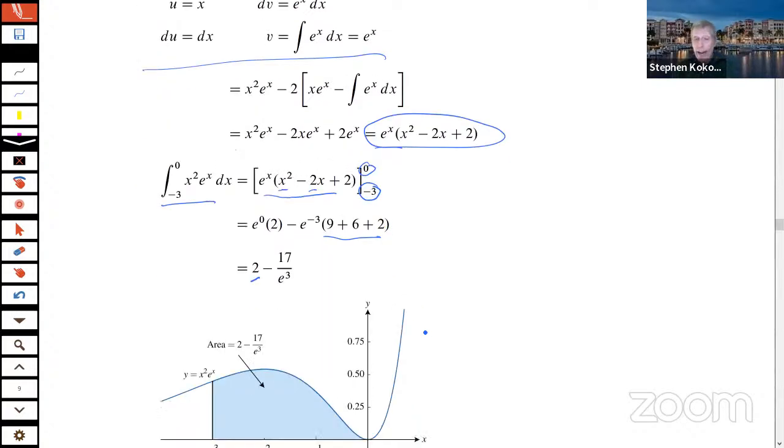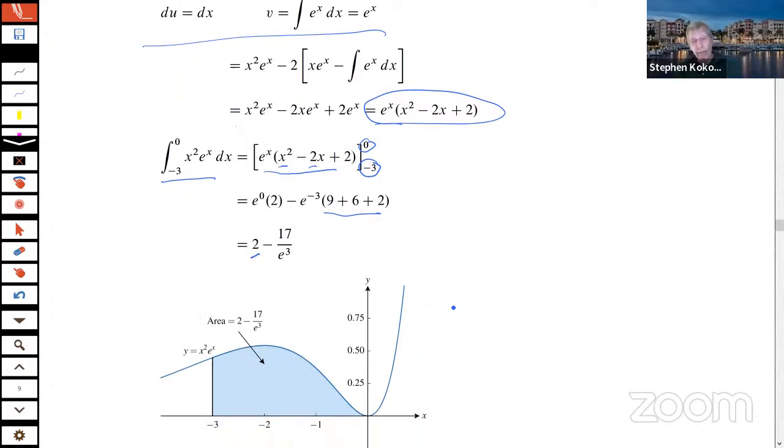I'm going to draw a graph of this one too. I like this graph. This is from -3 to 0, x squared e to the x. Well, e to the x is always positive, and even to the left of 0, x squared is positive. So again, we can interpret this as area under the graph.